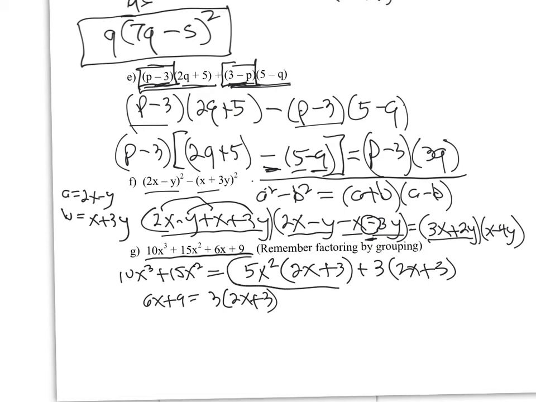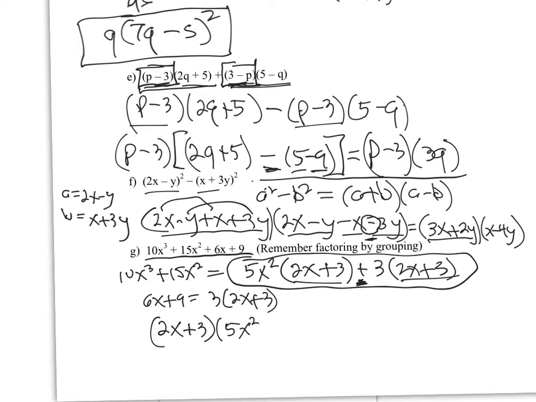And so we have 5x squared times 2x plus 3 plus 3 times 2x plus 3. So we now see we actually have, with these two terms, again, two terms separated by a plus sign, a common factor, which is 2x plus 3. When we take that out, what's left is, here we have our 5x squared, and here we have just our 3. So that's our factorization for this 4-term polynomial.